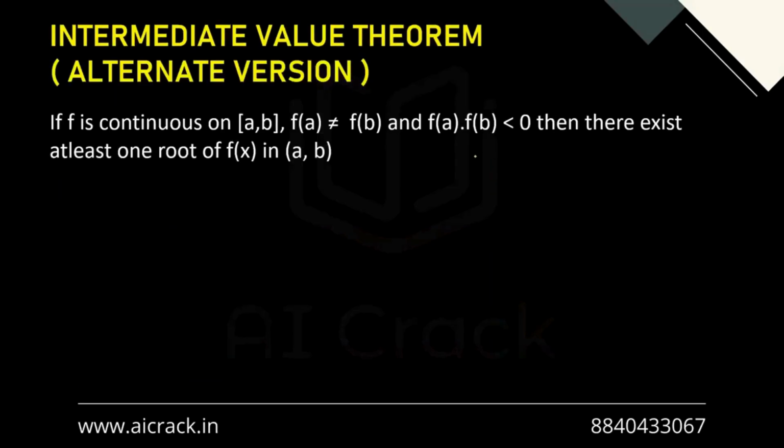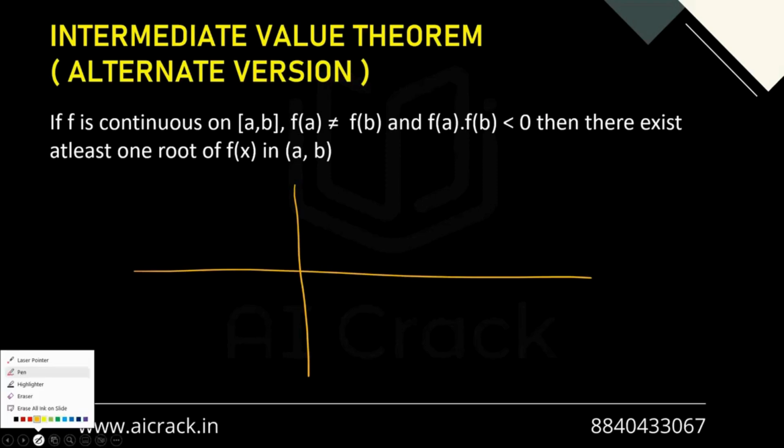Now let's look at the alternate version of the intermediate value theorem, which says if f is continuous on a to b, fa is not equal to fb, and fa times fb is less than 0, basically one value is positive and one value is negative, then there exists at least one root of fx in a to b, which is the same thing, but the language is a little different over here.